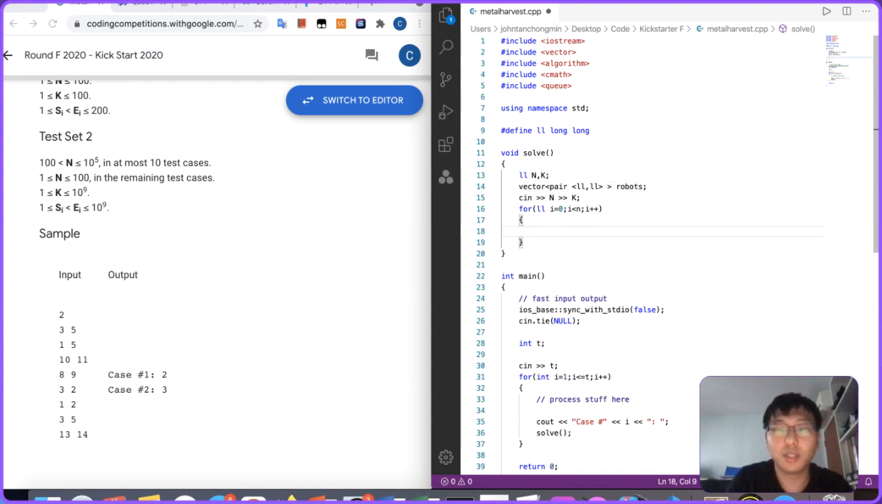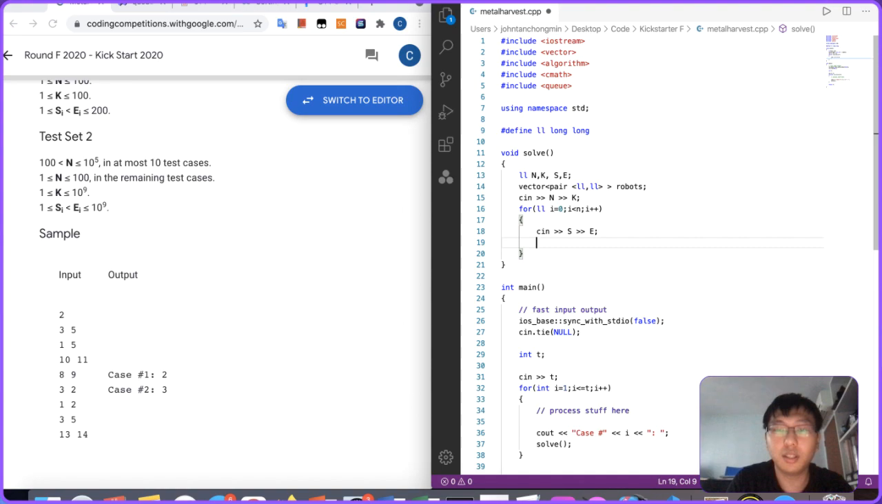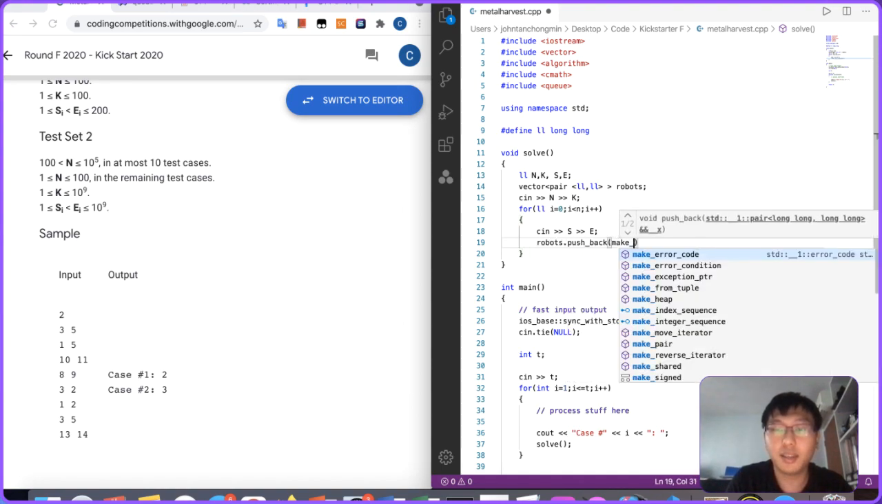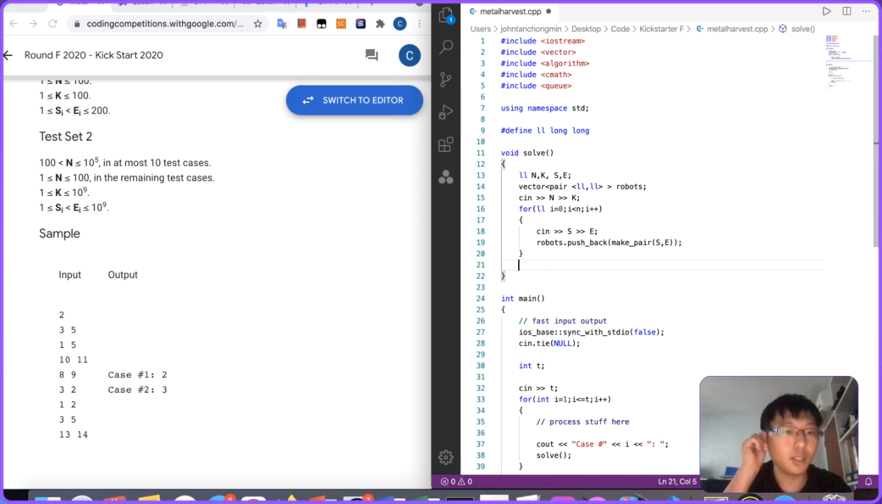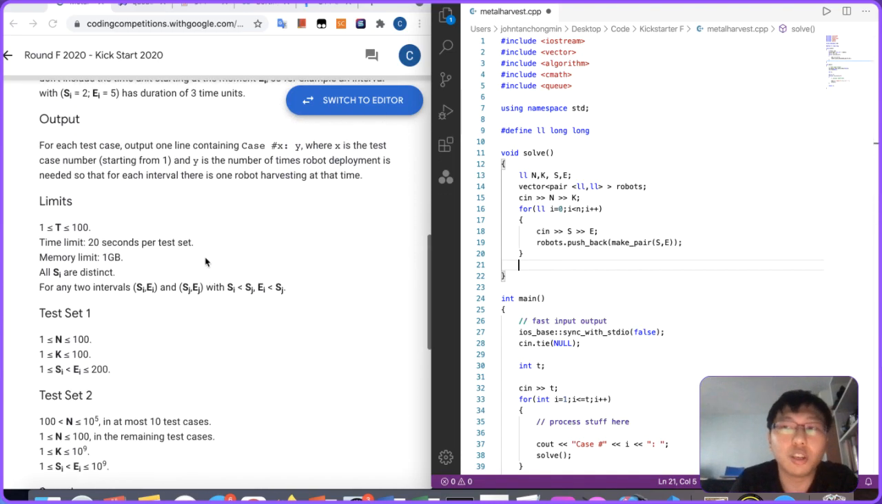Yeah. So we still need to take in S and E. We take in S and E, and then we store them in this vector robots. Robots dot pushback, and then we make pair. We make this pair S E, like that. So this is good for the input output. Okay, so now let's think about how to solve this problem.